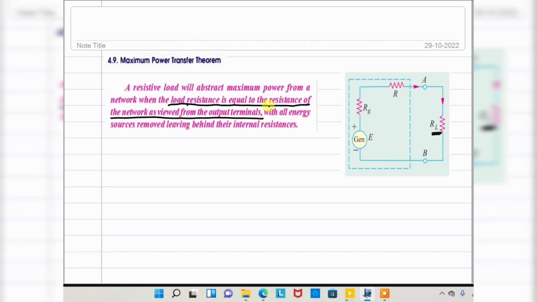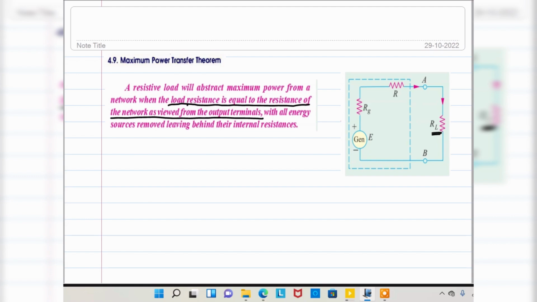That means when the load resistance is equal to the source resistance, maximum power transfer from the source to the load is possible. That is the maximum power transfer theorem, with all energy sources removed, leaving behind their internal resistances.